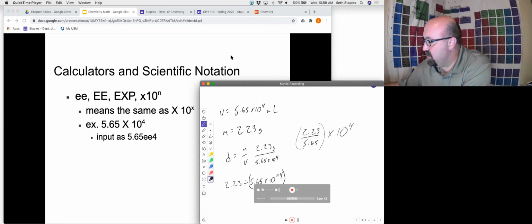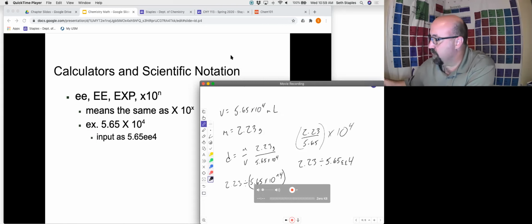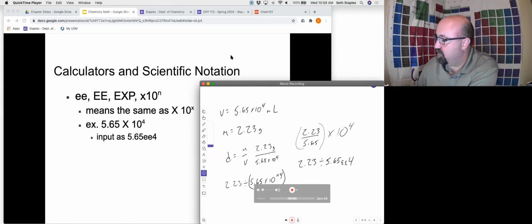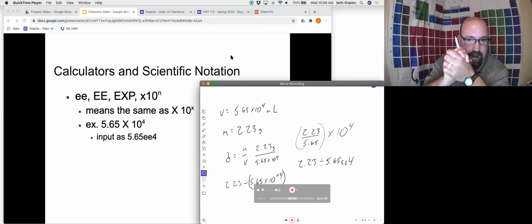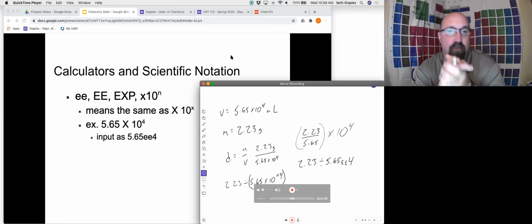And so instead, you would put this into your calculator as 2.23 divided by 5.65 EE 4. Because that tells your calculator that this stays together. It tells your calculator that this is scientific notation and that this is 5.65 times 10 to the fourth. And that's all supposed to be one number. And so get into the habit of doing that. Get into the habit of using this EE button. It will definitely save you a lot of heartache down the road.